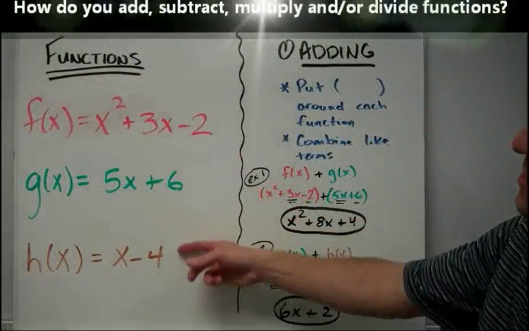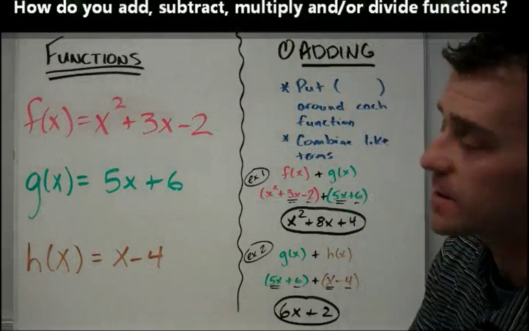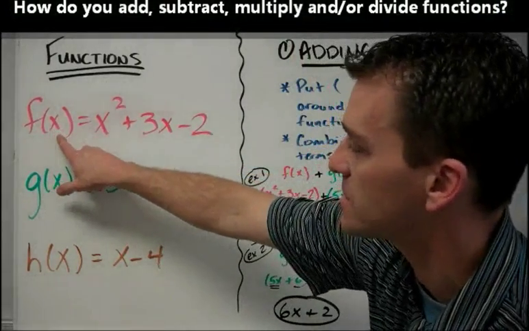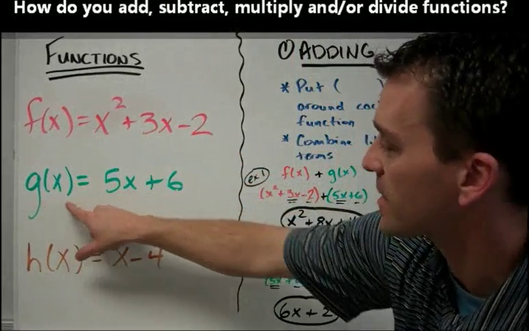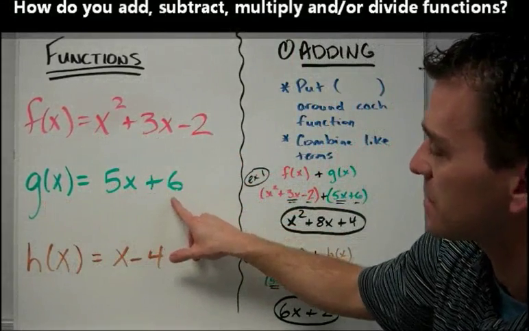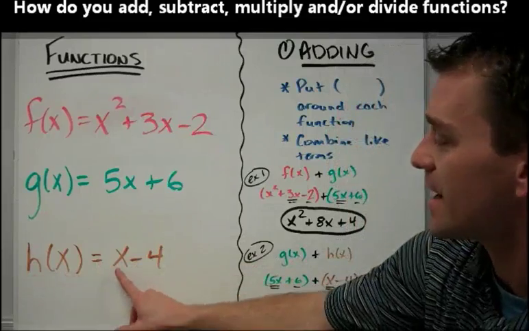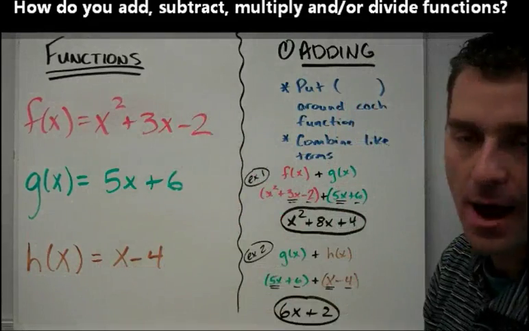So I want you to write these 3 functions down because we're going to use them throughout these next couple slides. The first one is f of x, x squared plus 3x minus 2. g of x is 5x plus 6. And h of x is x minus 4. So those 3 I want you to use.